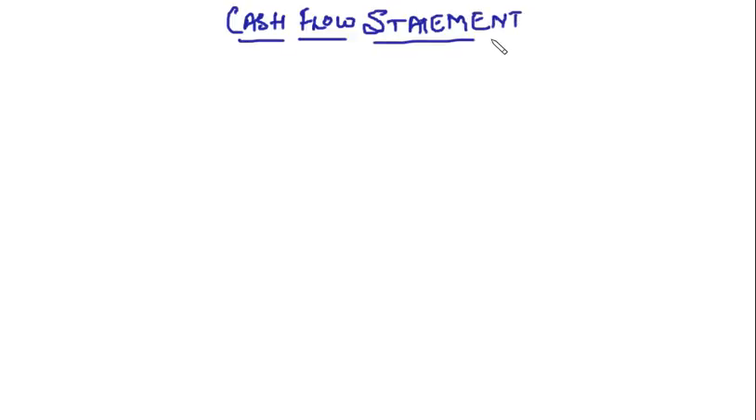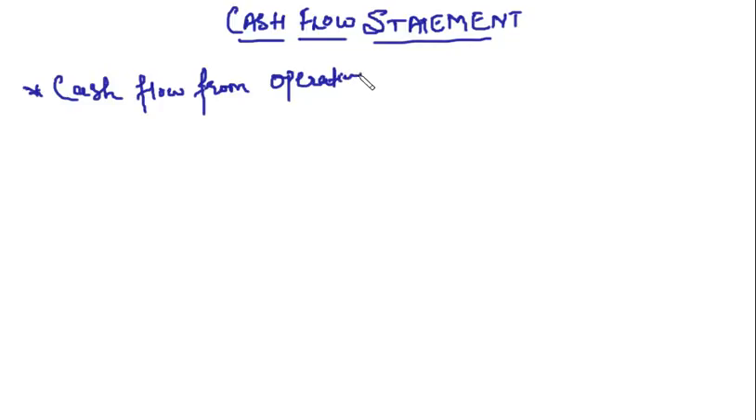Friends, we'll continue with our discussion on cash flow statement. In cash flow statement, we have discussed what a cash flow statement is. Then we started with cash flow statement for operating activities. We prepare the cash flow statement with three activities: operating, investing and financing. And we have started with cash flow from operating activities.